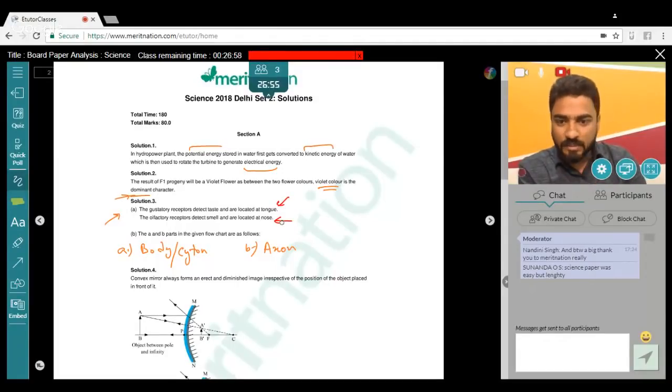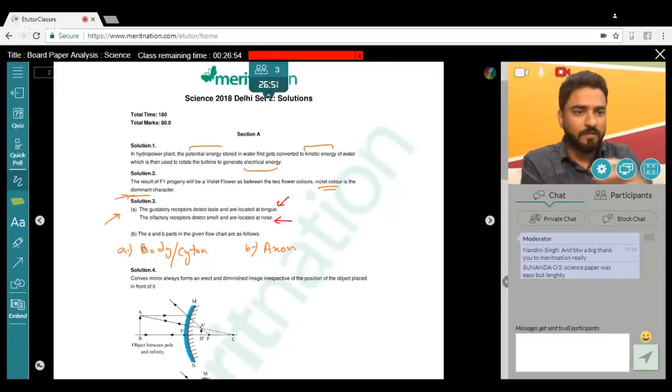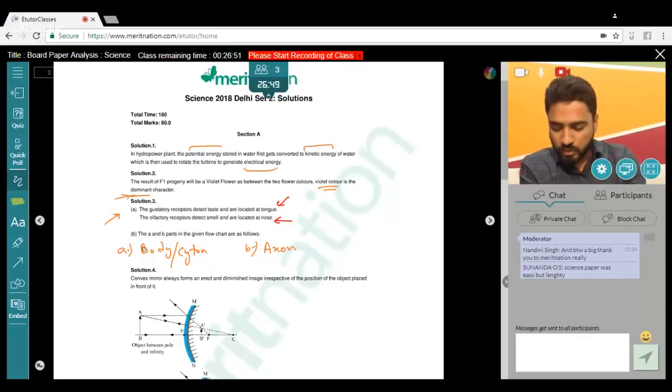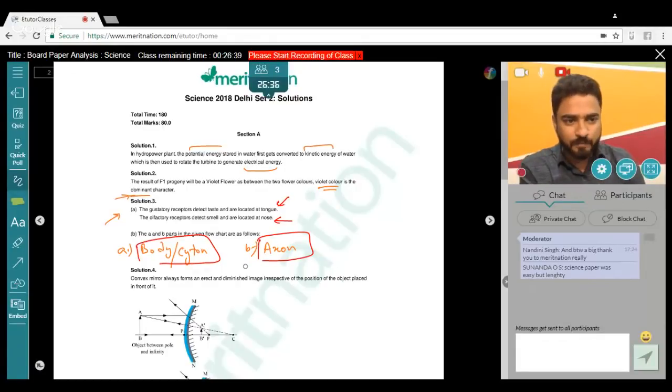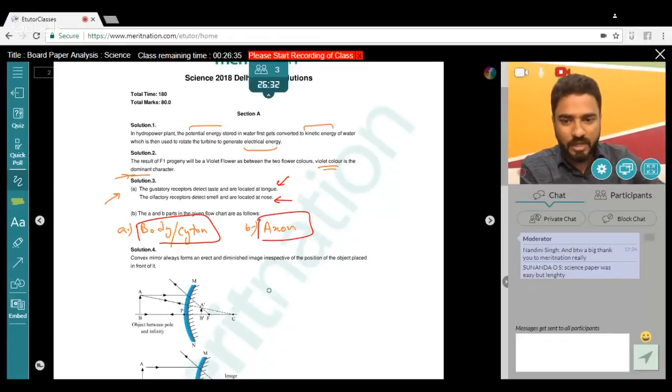The B part of the third question was a flow chart, and you were supposed to write down what the A and the B are in that flow chart. The A part you can write down as cell body or cyton, and the B part of that flow chart would be your axon. So that would be the right answer for the B part of the third question.